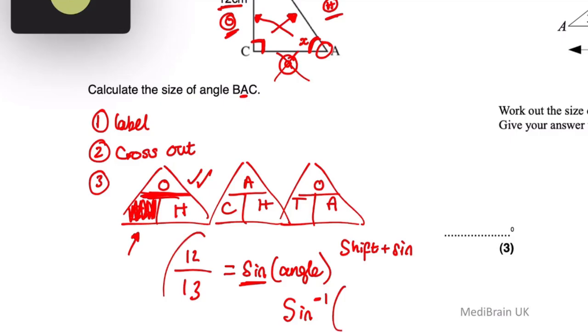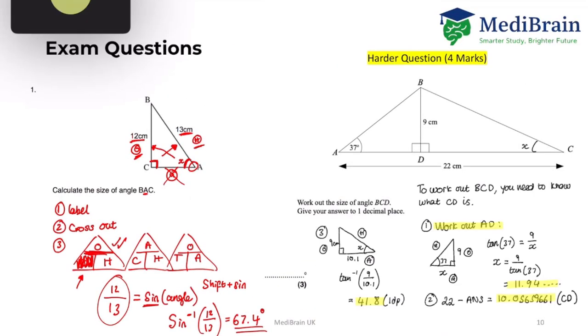And you just type in what you have over here, 12 over 13, into your calculator. And that's going to give you an answer of 67.4 degrees to 1 decimal place. Okay, the harder question, here was the answer. It was 41.8 degrees for the harder question.